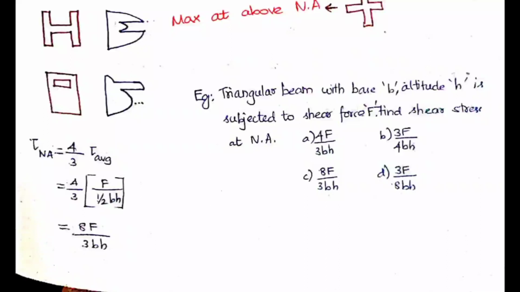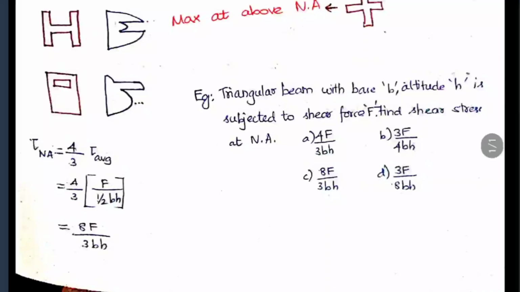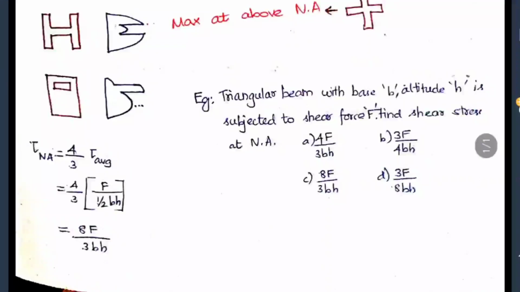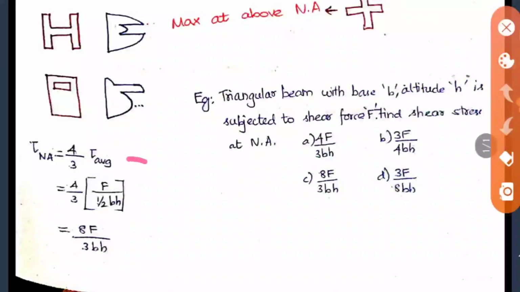I am telling you that for a triangular beam at the neutral axis, the ratio is 4 by 3. We have studied that already. So tau max divided by tau average will be equal to 4 by 3. That is what I have written here: 4 by 3 into tau average. Tau average is nothing but force by area, and the area of the triangular section is 1/2 BH. When you multiply it, you will get 8F by 3BH. So option C will be your right answer.